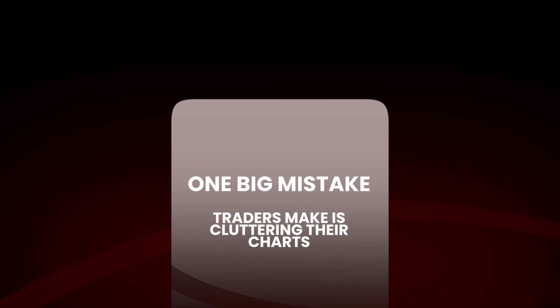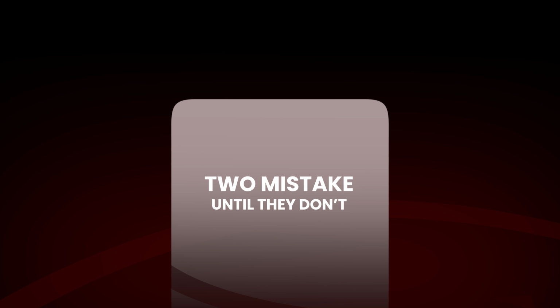One big mistake traders make is cluttering their charts with too many lines. Not all price reactions are equally important, and marking every single one will just confuse you. Focus on the levels that have been tested multiple times and caused clear reversals or pauses. Another mistake is treating these levels as unbreakable. They hold until they don't. And your job as a trader is to be ready for either outcome. A bounce or a break.